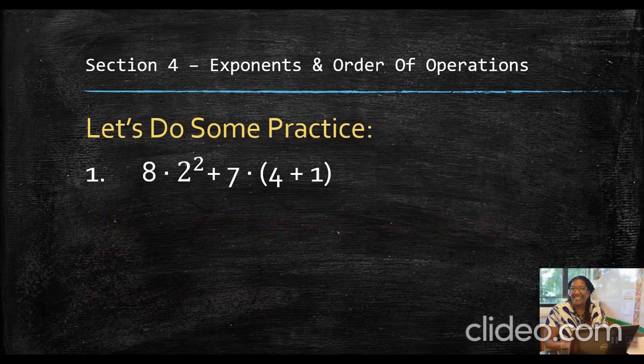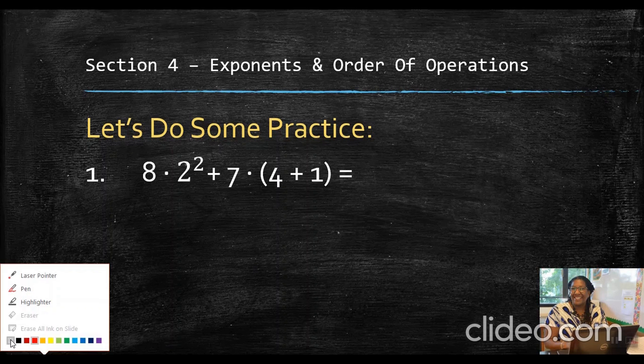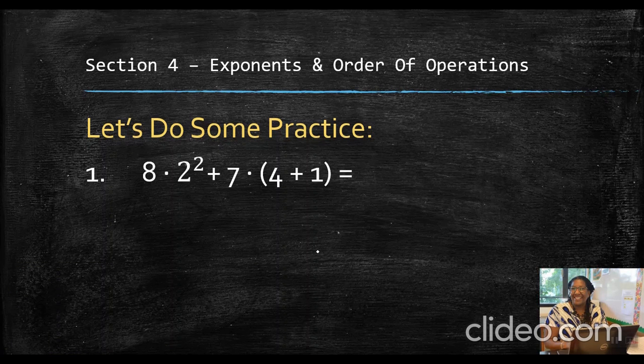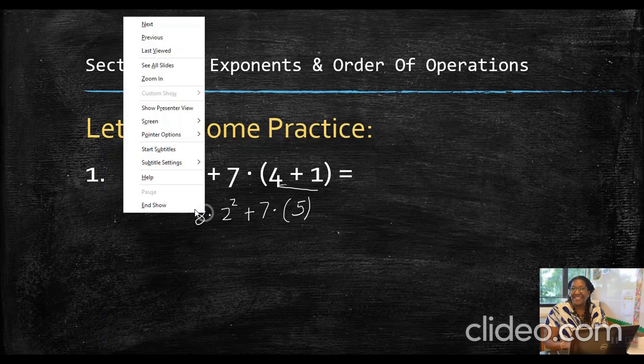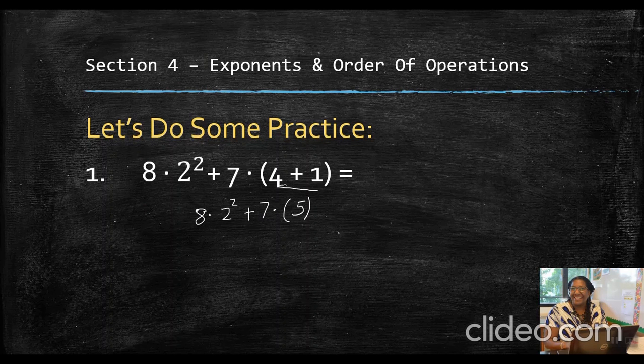We have 8 times 2 squared plus 7 times the quantity 4 plus 1. Let's get us an ink color we can work with. First thing we should do is our parentheses. So our parentheses includes this area here. So 4 plus 1 gives us 5. It's in parentheses. We can keep it there if we like. Times 7. I'm working backwards just to be sure that we don't leave anything off. I'm a fan of going from line to line so that way you don't forget anything.